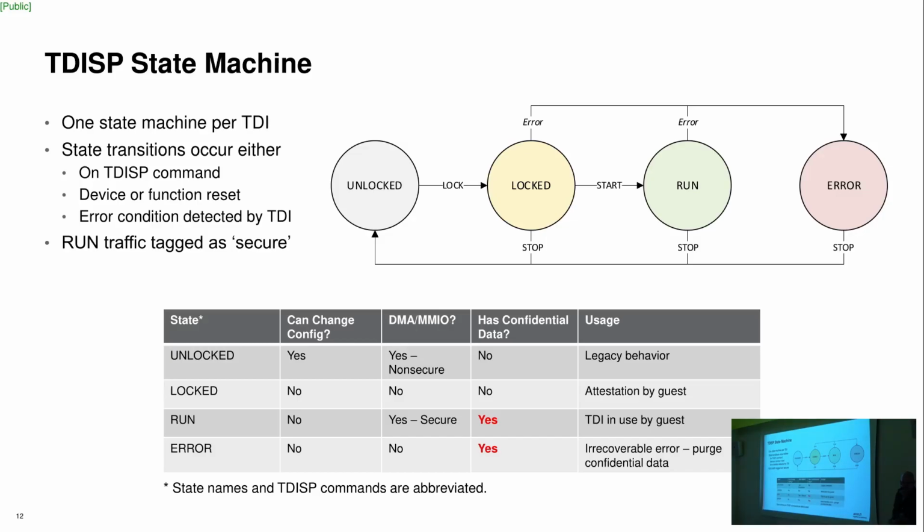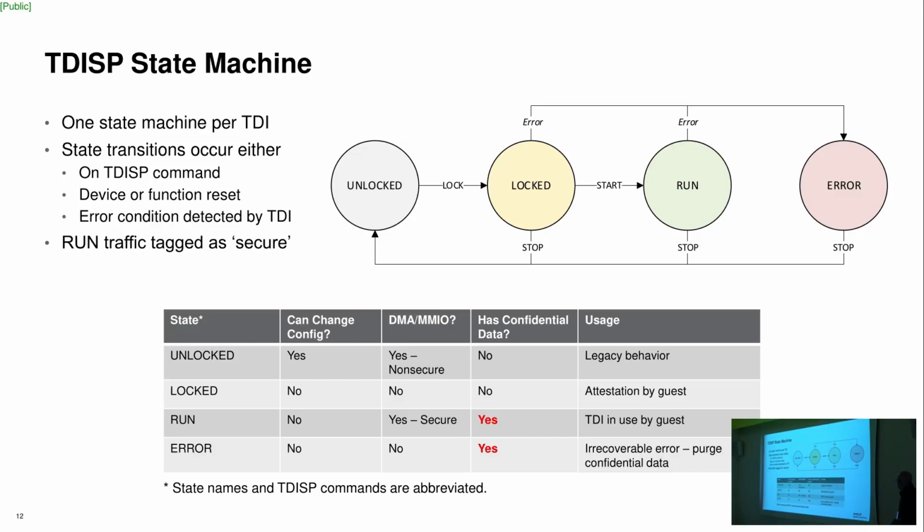So when a guest does attestation, it will ask the ASP to transition the device or the interface to the lock state, and then it will ask, hey, give me all your attestation information. The guest will accept it, and then the TDI will be transitioned to the run state, and that's when DMA and MMIO can happen.